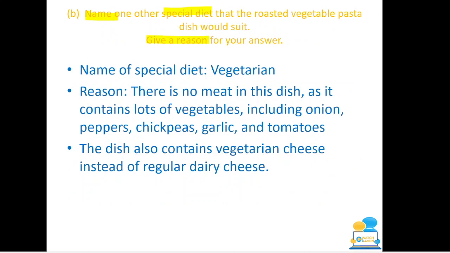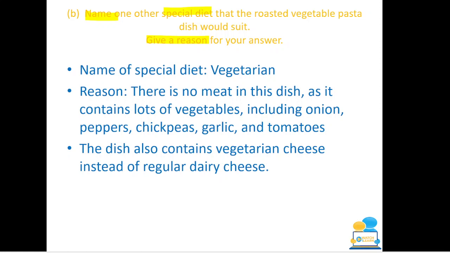Part B of this, name one other special diet that a roasted vegetable pasta dish would suit. Give a reason for your answer. So I know my action verb is going to be name, and I'm going to have to say special diet. But I can't talk about the celiac because it says one other. There's also a second part to this question where I have to back up my reason. So I decided to go with vegetarian. My reason is there's no meat in the dish.